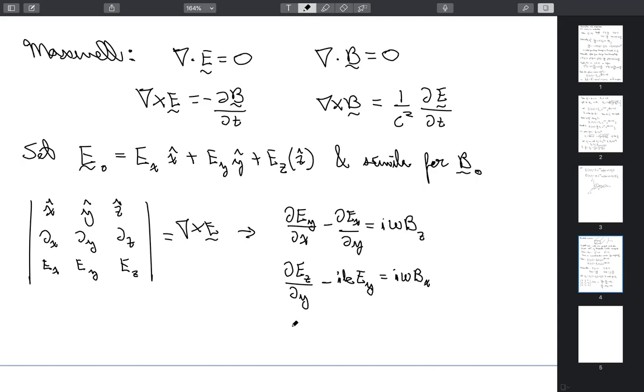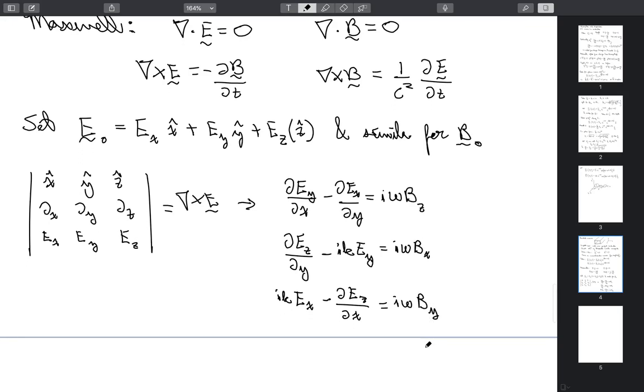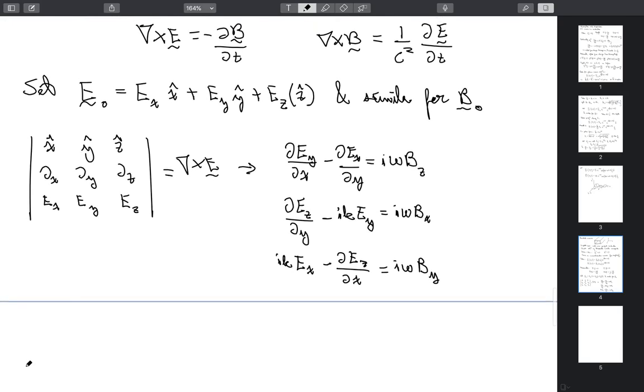The third component is going to be the one along y. So then I get the same equation here, but just with the minus sign and replacement of x for y. So ik Ex minus dEz/dx. This should be equal to i omega By.